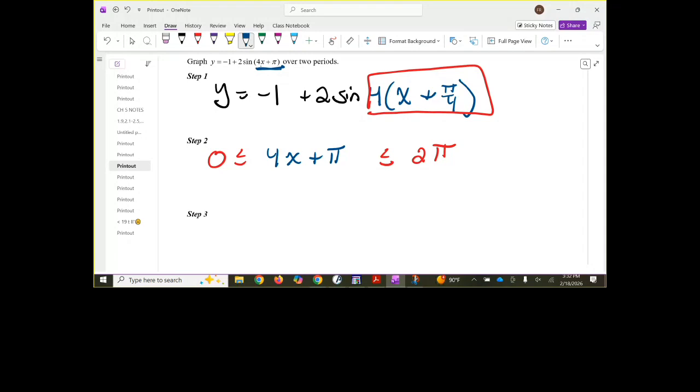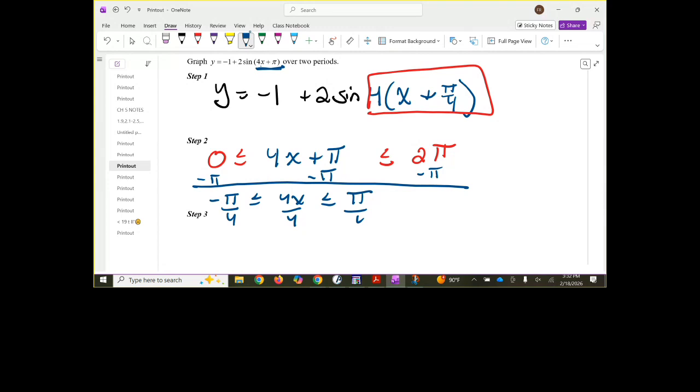Let's solve that inequality. Y'all, if I were to go minus pi, minus pi, minus pi here, we'd end up with negative pi less than or equal to 4x less than or equal to positive pi. Next step, y'all, we've got to divide everything by what number? By 4, right? Boom, let's divide everything by 4. Look, y'all, we're going to start at negative pi over 4.